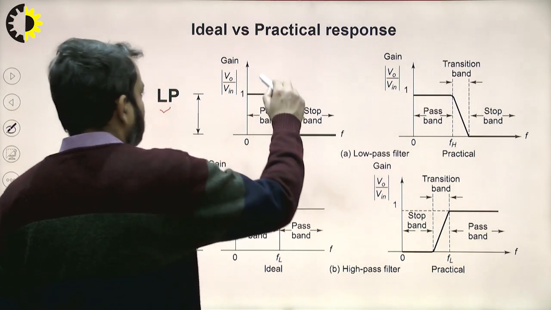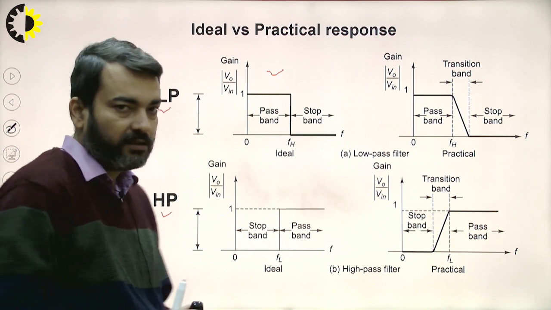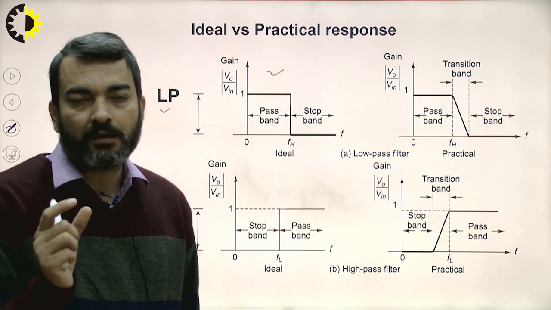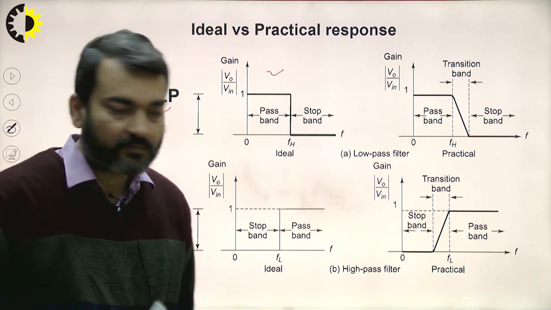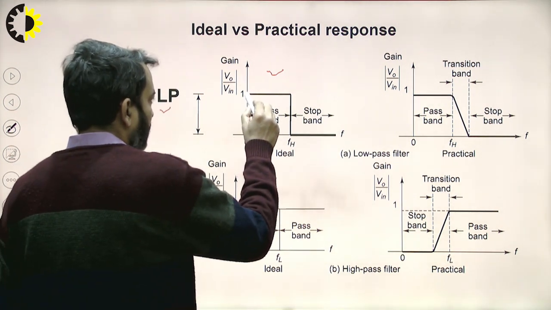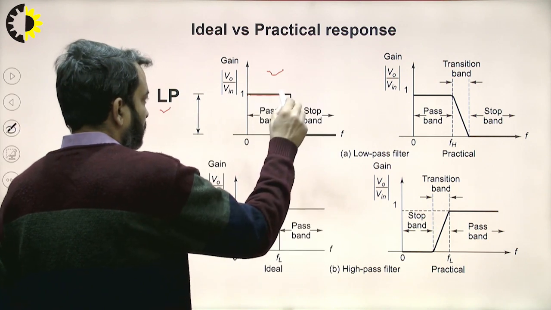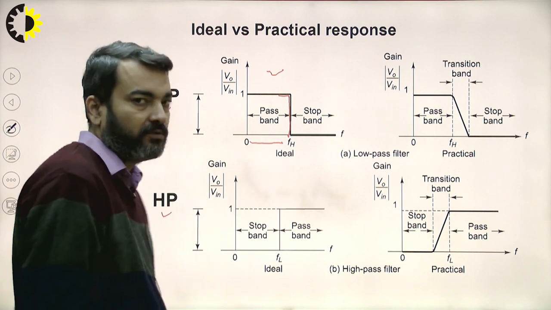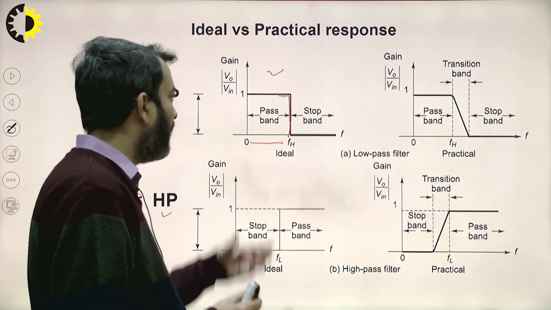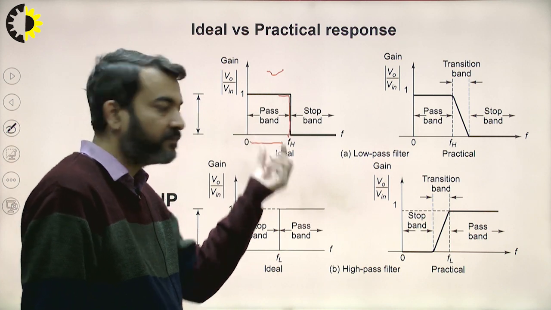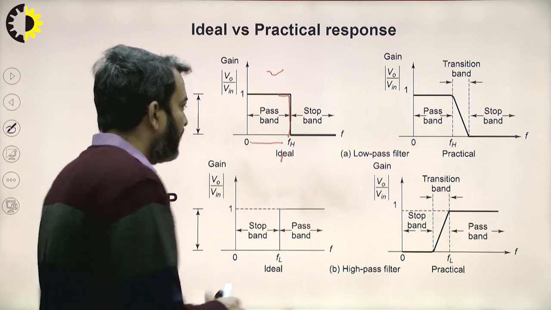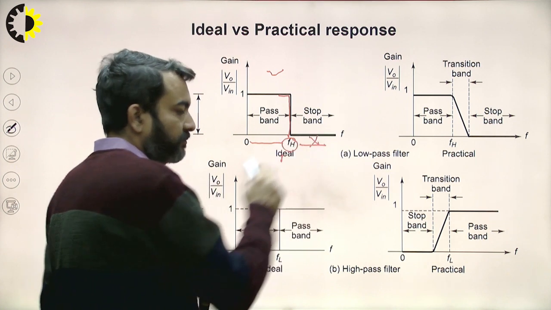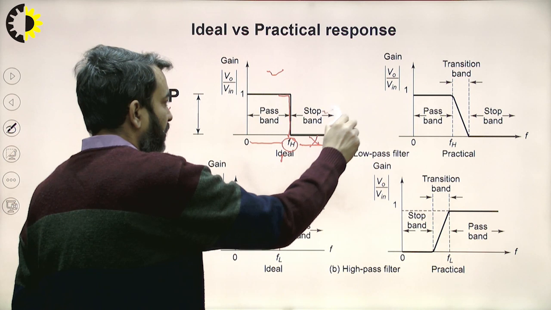So this is the ideal structure of a low pass filter. As is clear by name, a low pass filter will pass a particular lower band of frequency. So here, this is the band of frequency ranging from 0 to FH, which will be passed. That's why it is called pass band. And frequency higher than FH will be stopped. So it is called stop band.